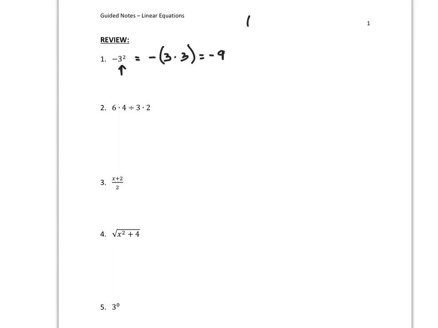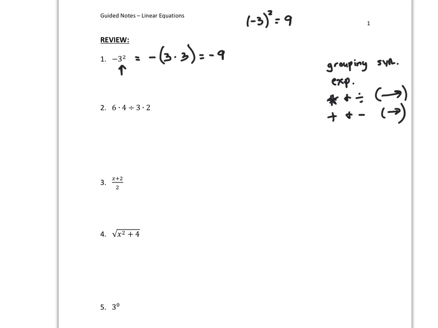If the problem had been parentheses with a negative 3 inside, squared, that means negative 3 times negative 3, which is positive 9. This second problem is order of operations. You do grouping symbols first, parentheses, brackets, whatever. And then you do exponents. And then multiplication and division, working left to right, because they're done at the same time. And last is addition and subtraction, working left to right.